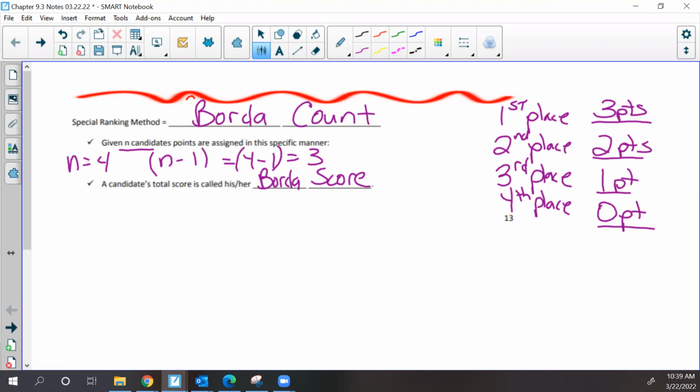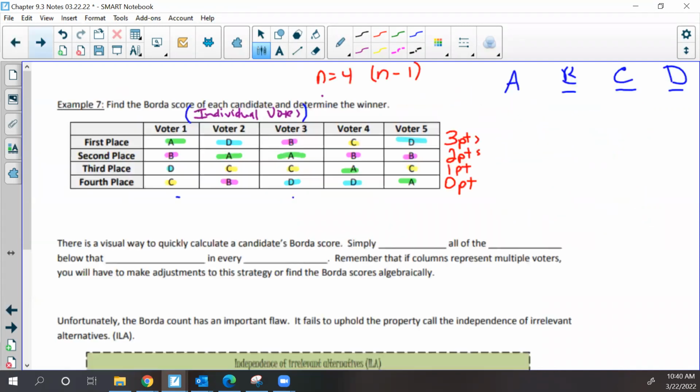So that's where we're going to start. Let's look at an example. So here are my candidates, A, B, C, and D. And this is a preference ballot or preference table. These are individual preference ballots. So each one of these columns is one vote.